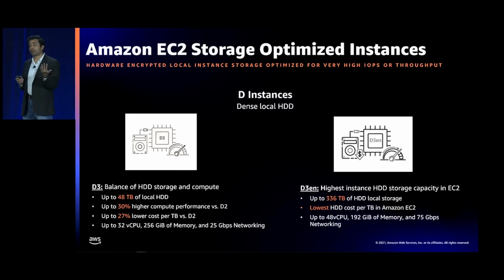On the flip side, D3en is all about very high density of hard disk. D3en packs in 336 terabytes of hard disk with 48 vCPUs, and it is about 80% cheaper in dollar per terabyte compared to the existing D2 instance. So significantly cheaper HDD capacity that you get with the D3en instances.